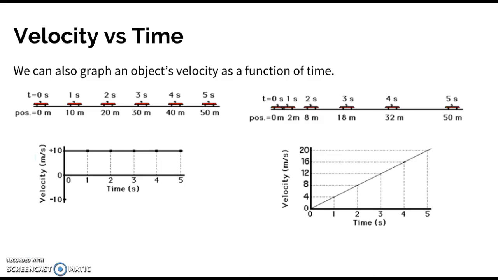So we can just do a quick analysis. We know velocity is displacement over time, so we can see that their velocity is going to be 10 meters per second, and it's going to be a constant 10 meters per second. So here we can graph on the graph below that at each second we know its velocity is 10 meters per second.